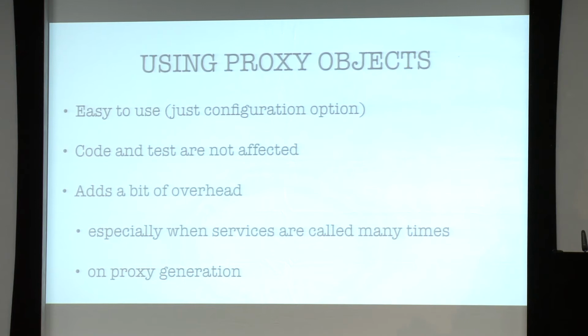So proxy objects were introduced to Symfony. It's really easy to use, because there is just a flag that you set in the configuration, and it works and generates the proxy object on the fly. So your code and your tests are not affected. It works really nicely, but it adds a bit of overhead. Every time you're getting this service and calling something on it, the call will be proxied. So if you're calling some method on the object thousands of times, you can notice that there is some time lost on this proxy call.